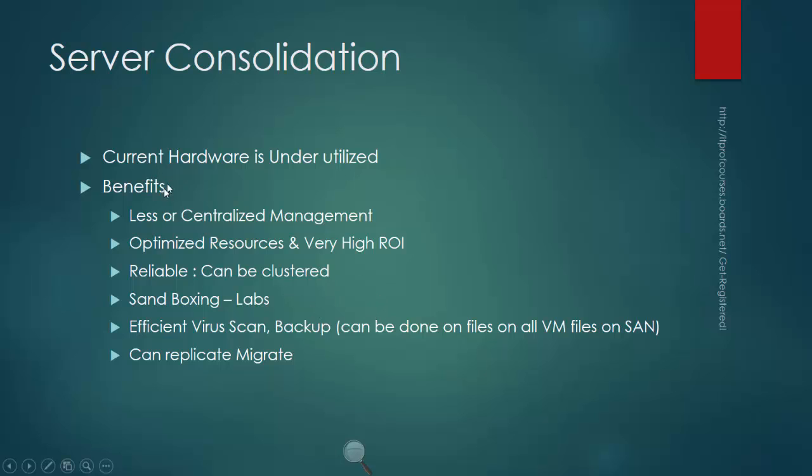So okay, current hardware is underutilized. Yes, that's what we talked about. It's all about shrinking data centers and the cost of that. Also, with fewer machines you can take backups easily, do virus checks easily, and migrate and replicate easily. Whatever is less, of course, you can manage better, right?